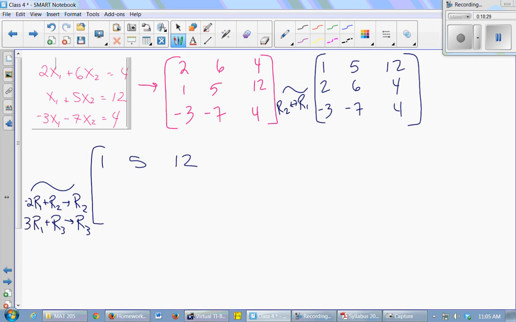So let's just work on row 2. I'm going to multiply row 1 by -2, add it to row 2 to replace row 2. So -2 times 1 is -2 plus 2 is 0. -2 times 5 is -10 plus 6 is -4. -2 times 12 is -24 plus 4 is -20. So I've got my new row 2. And then to get my new row 3, I'm going to multiply row 1 by 3 and add it to row 3. So 3 times 1 is 3 plus -3 is 0. 3 times 5 is 15 plus -7 is 8. And 3 times 12 is 36 plus 4 is 40. All right. Next goal.